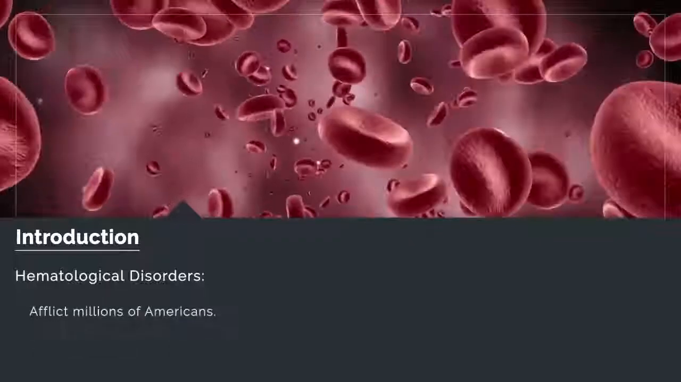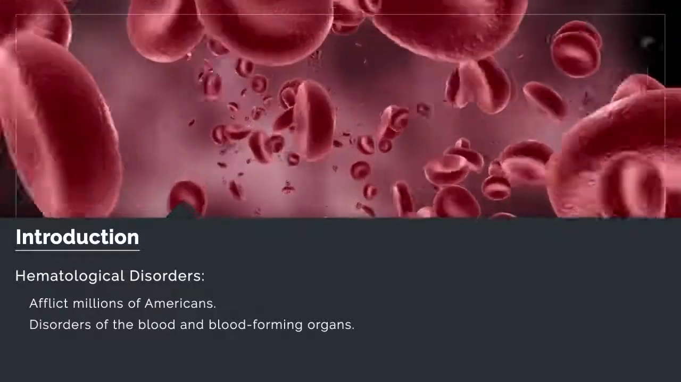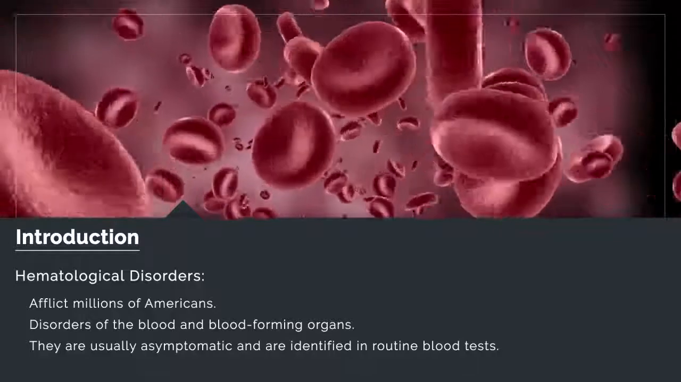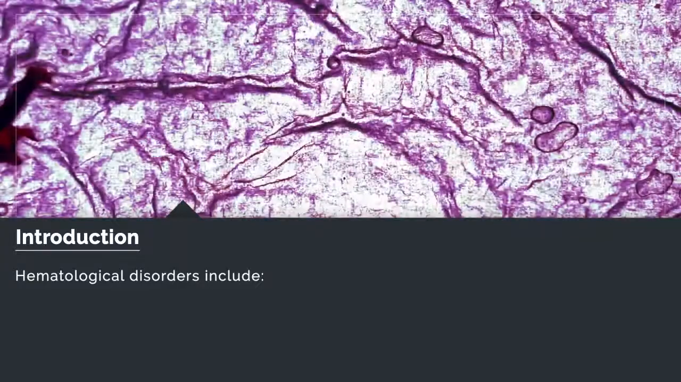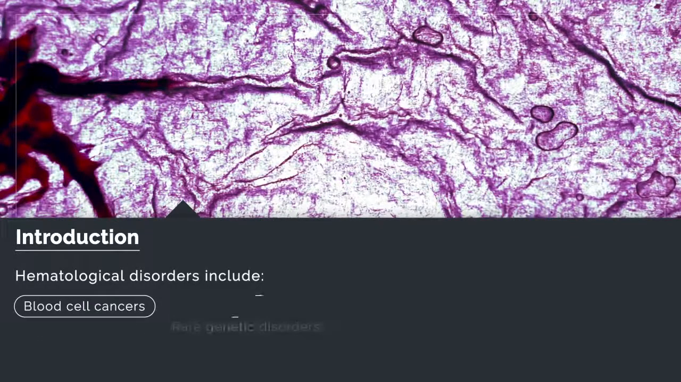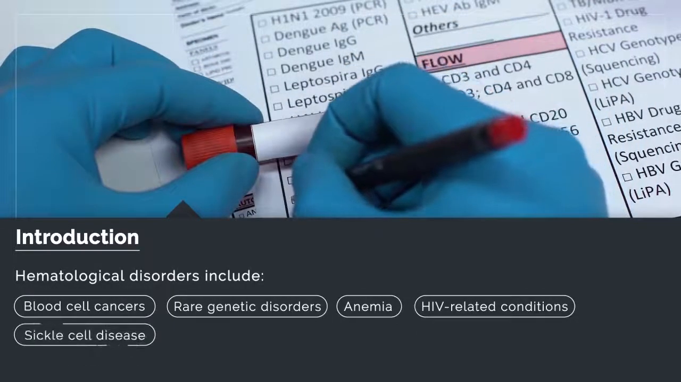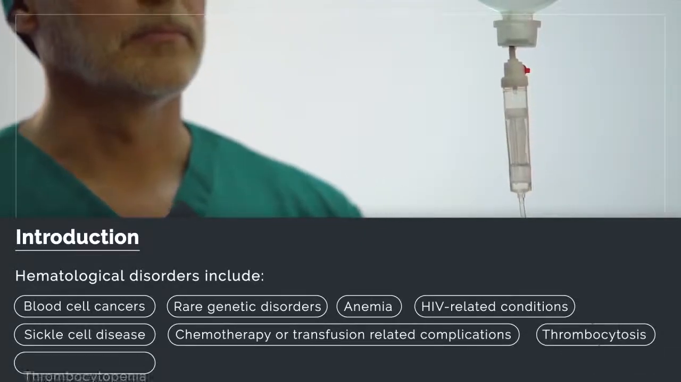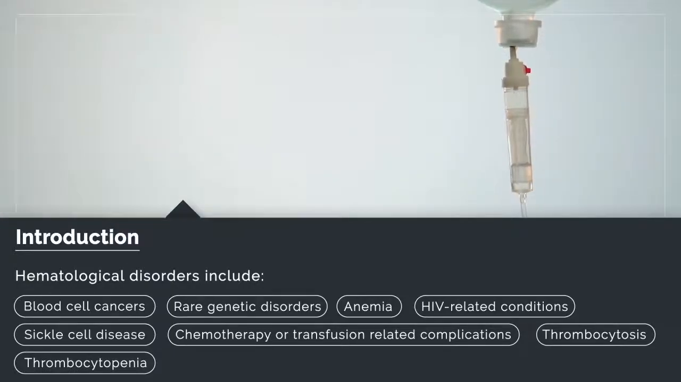Hematological disorders afflict millions of Americans. They can be described as the disorders of the blood and blood-forming organs. Hematological disorders are usually asymptomatic and are identified in routine blood tests. Various diseases come under the umbrella of hematological disorders. They include blood cell cancers, rare genetic disorders, anemia, conditions related to HIV, sickle cell disease, complications from chemotherapy or transfusions, thrombocytosis and thrombocytopenia. For the purpose of this module, we will discuss thrombocytosis and thrombocytopenia.